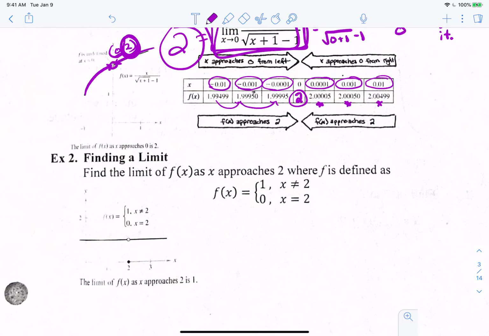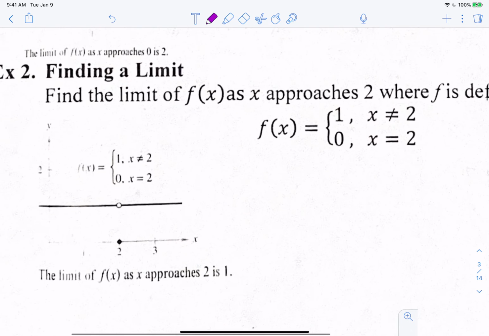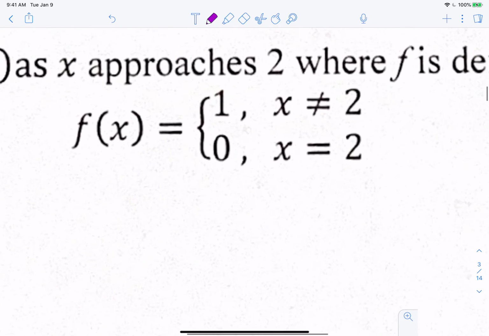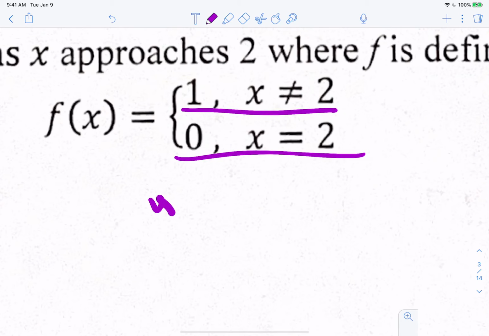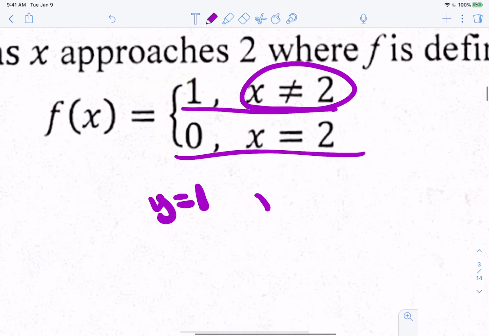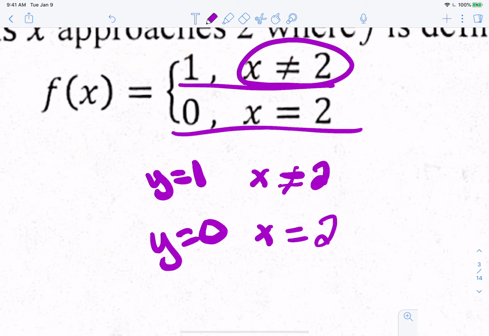Now, this one is an example of a piecewise function. This is the last example that we'll do, and then we'll stop. Okay, this is a piecewise function. And what this is saying is we have two equations. The first one says y is equal to 1 at all places except an x coordinate of 2. When x is not equal to 2, y is equal to 1. But when x is equal to 2, y is equal to 0.